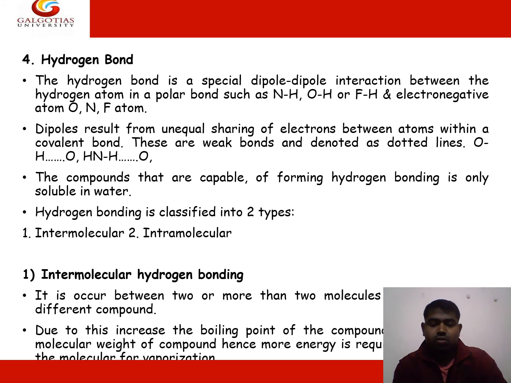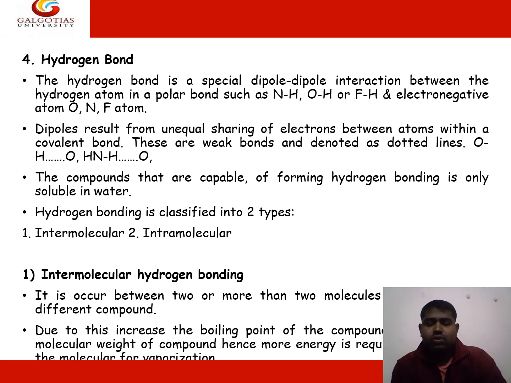You all know that wherever a dipole occurs, it is caused by the sharing of electrons between two atoms in a covalent bond, and these are weak bonds denoted as a dotted line. I told you that compounds capable of forming hydrogen bonds are soluble in water. So those compounds having the ability to form a hydrogen bond within a molecule, or with another molecule, are more easily soluble in water.